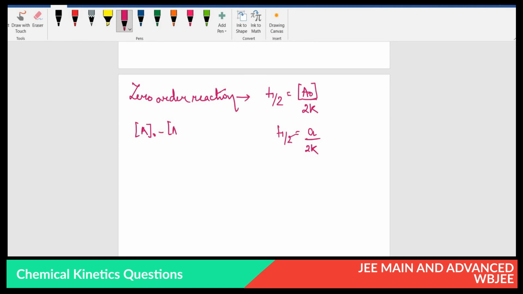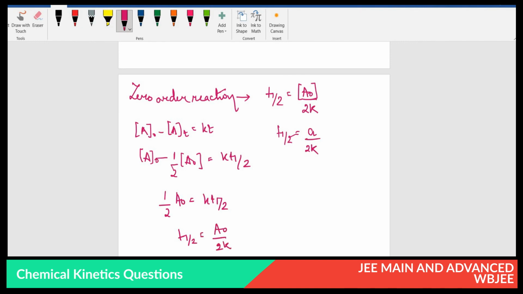A0 minus AT equal to KT. This is your zero order form, right? Now T half means the time when 50% of the reaction has proceeded, right? So at time T, how much reactant will be left? 50% reactant will be left, right? So 50% reactant left means it will be 1 by 2 of A0 equal to K into T half, right? So this will be half A0 itself equal to K into T half. So T half becomes the one which I have written, A0 by 2K. Okay, clear so far? Alright.